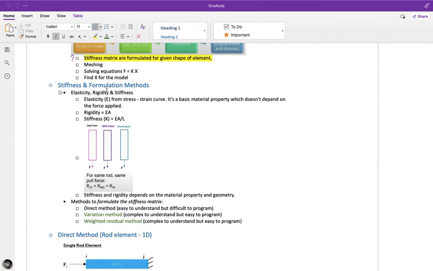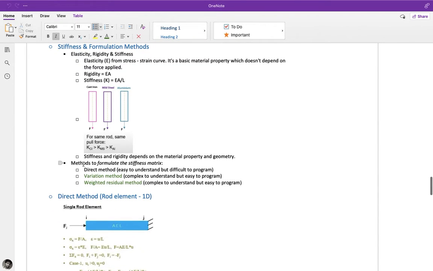Next one is stiffness formulation methods. What is common in elasticity, rigidity, and stiffness? Basically we get elasticity from the stress-strain curve. It is a material property which doesn't depend upon the force applied. The rigidity is E times A, which depends upon the area of the material, and stiffness is EA by L. This is the relation between them. As you can see, these are different kinds of materials and the same kind of force is applied, but the stiffness of cast iron is more than mild steel, and mild steel stiffness is more than aluminum. This is a material property and it doesn't depend upon the force applied.